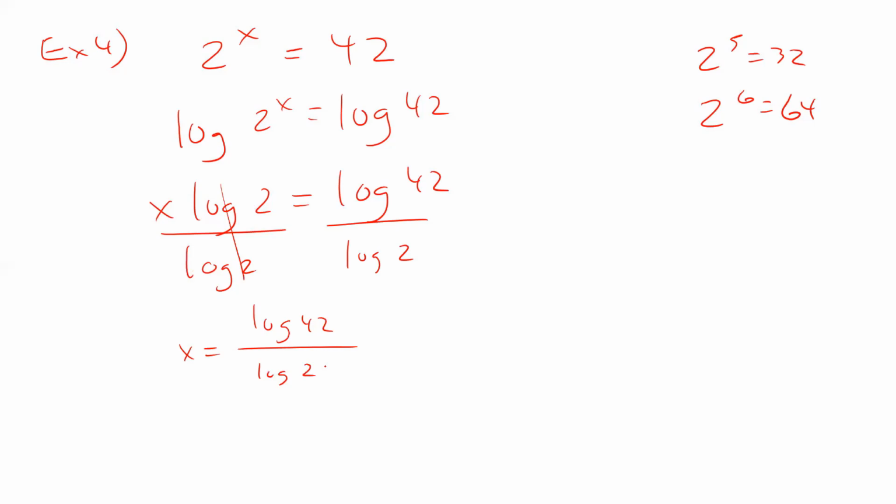And let's see what your book does. It says round off to 3 decimal places. So now I need your calculator here. So log 42 divided by log 2. Round to 3 decimal places. 5.393. I agree with that. Awesome. And yes, it's between 5 and 6, which is what we thought in the first place.